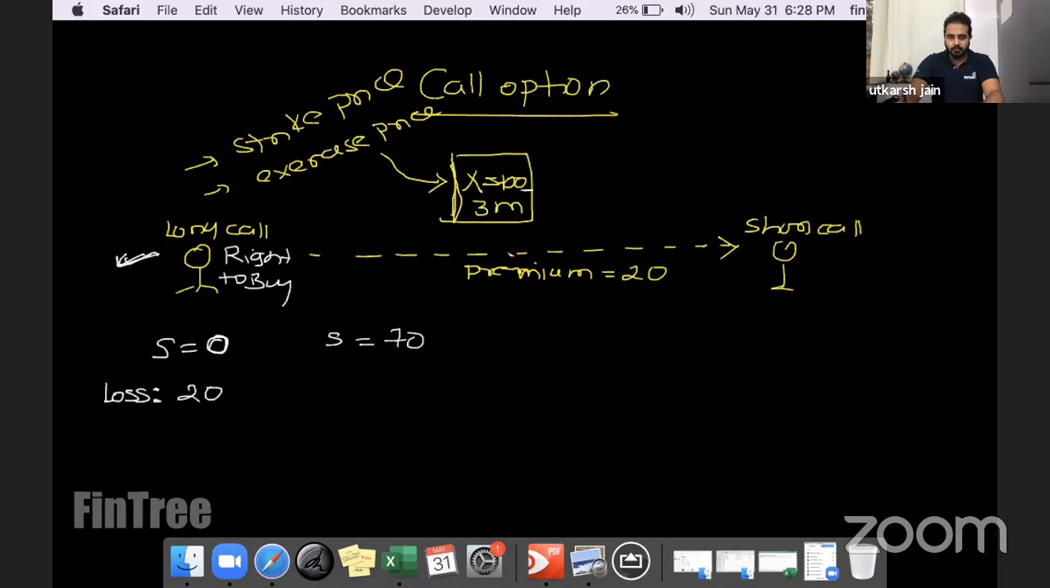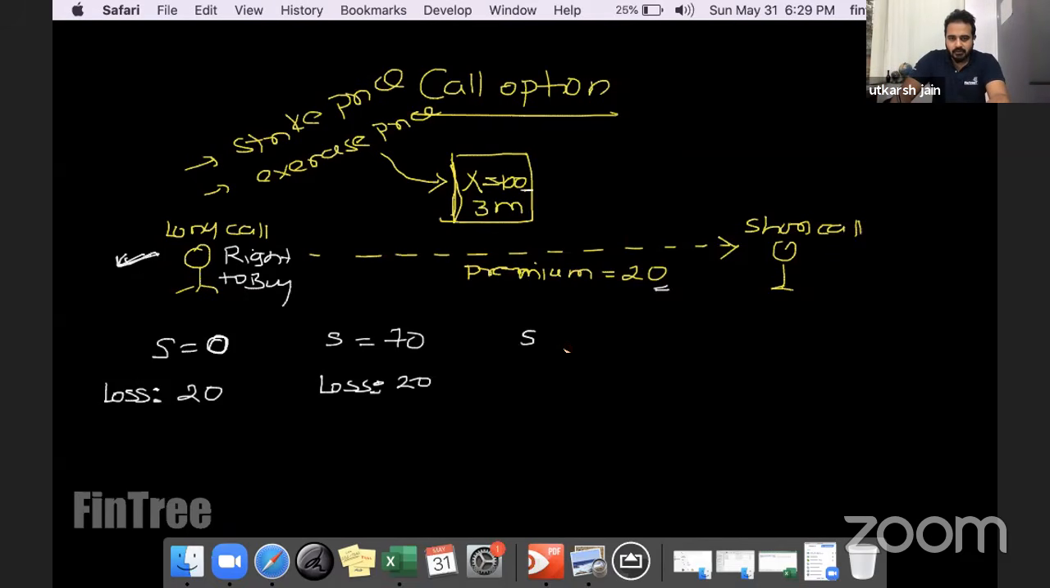Let's say the spot price has become 70 rupees. What do you think? Will he buy? Yes or no? No, he wouldn't buy, right? So then what do you think would be the loss here? How much money do you think he'll lose? Because he's not buying, he would lose the entire amount of money of 20, correct? Because this is the amount of premium that we paid at the beginning.